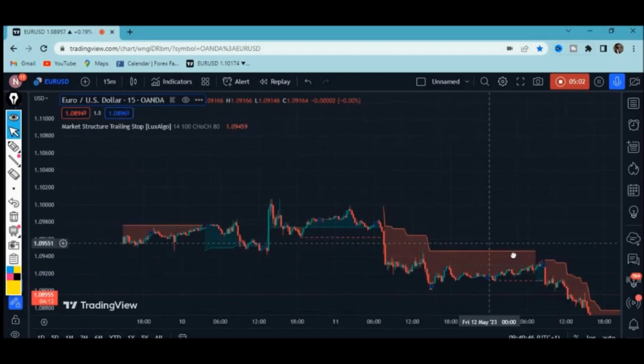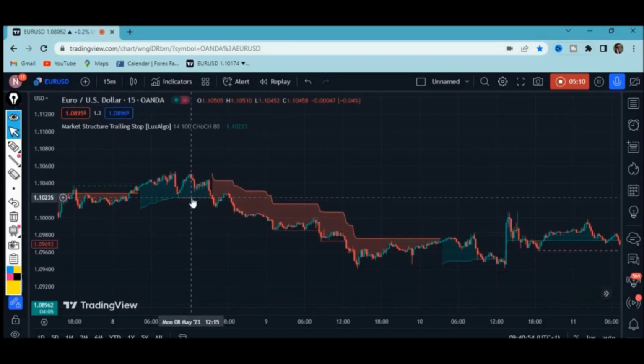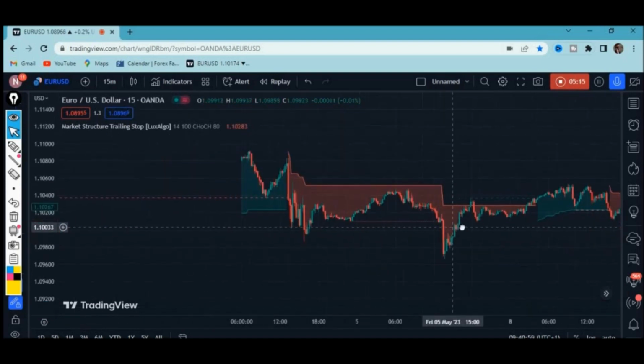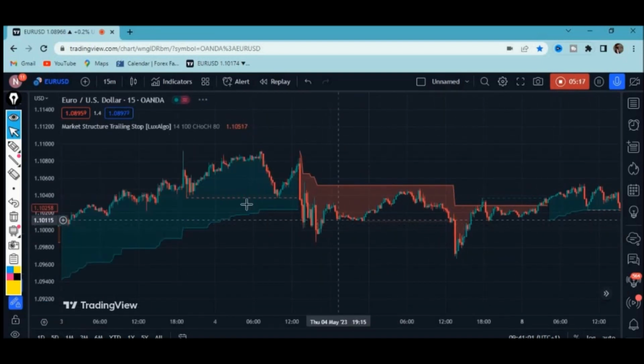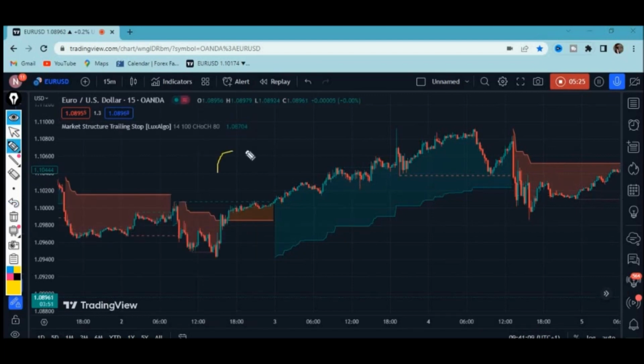Okay, if you look closely at the indicator, it also shows you when the price is going against the trend, and this is highlighted with an orange color. So whenever you see an orange color in this indicator, like for instance this level over here, it indicates that price is going against the trend.